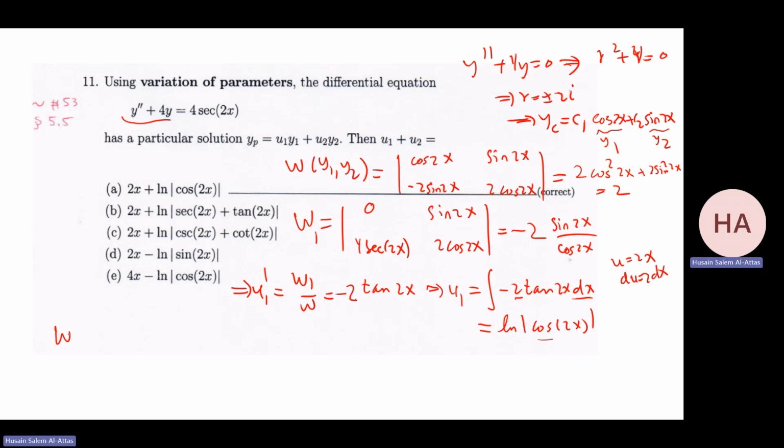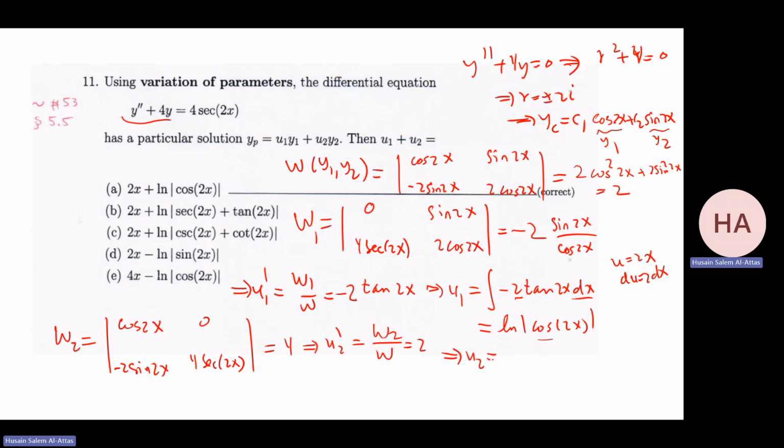Now W2, be careful with the calculation. Usually cosine 2x, don't rush it. Minus 2 sine 2x. This is 0. This is 4 secant 2x. That will be easy. That will be 4. So u2 prime equals what? Equals w2 over w, which is 2. So u2 equals 2x.